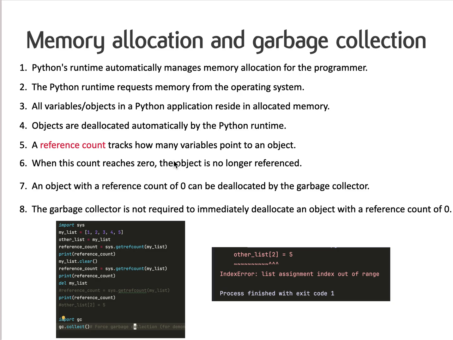Last but not least is memory allocation and garbage collection in Python. Python manages memory for us automatically. The Python runtime takes care of requesting memory from the operating system when your program needs it. Python also automatically deallocates memory when objects are no longer needed.